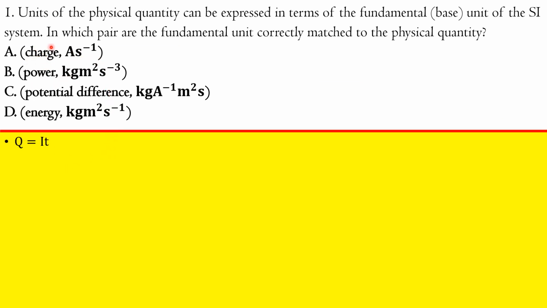So the first there is charge. Charge is Q. Q is current times time, right? So base unit of Q will simply be the base unit of current multiplied by the base unit of time. So we have ampere second there. Clearly, it's not correctly matched, so A is off.